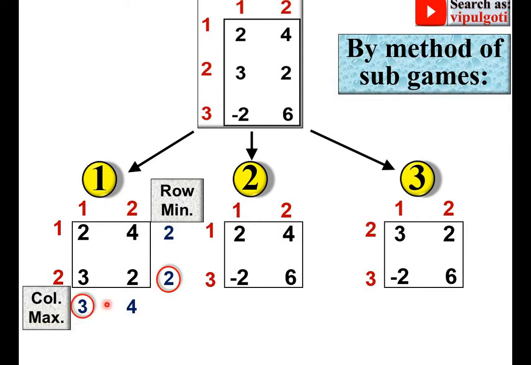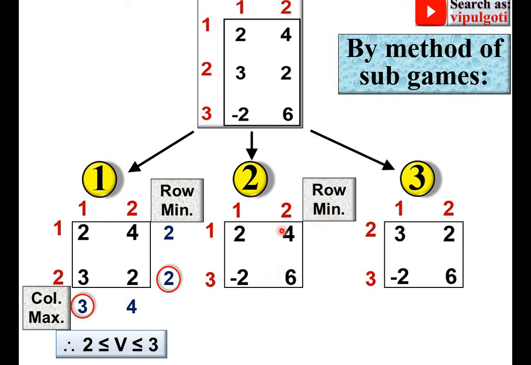And here you can see these both values are not same. So you can at least conclude over here that your value of game must be in between these two values. Now subgame 2. Once again apply maximin and minimax principle.